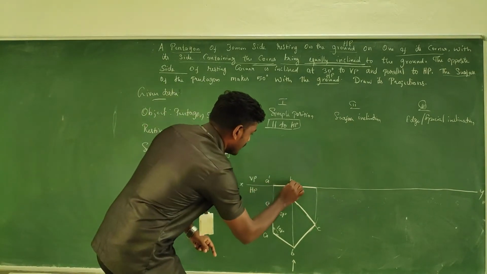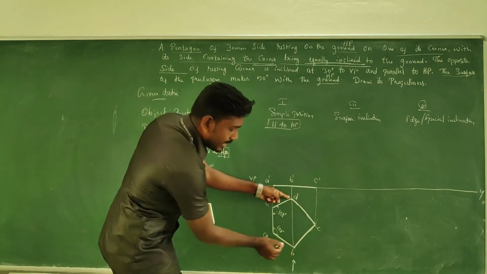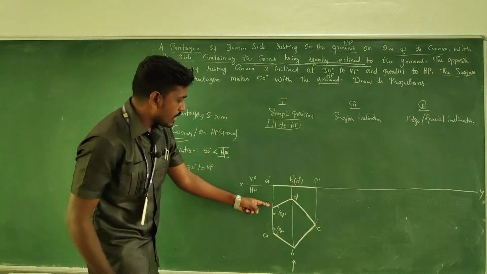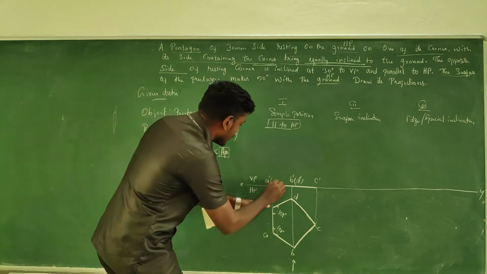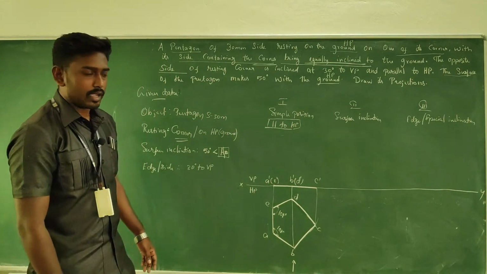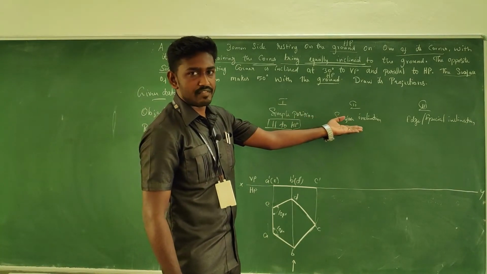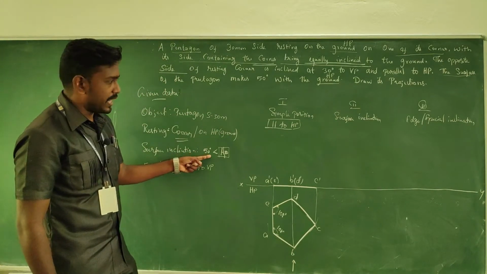A, B, C will be visible, D will be lying behind B, so nearby B, open the bracket and note D, and E is behind A, just nearby A, open the bracket and write E dash. Okay, what is next? The surface inclination. So the surface is inclined 50 degrees to HP.